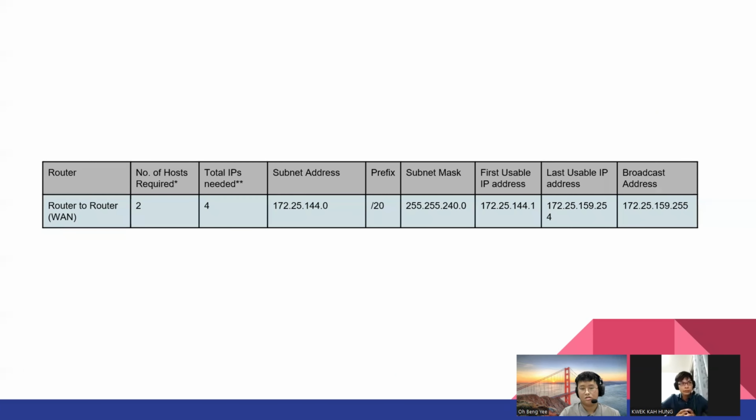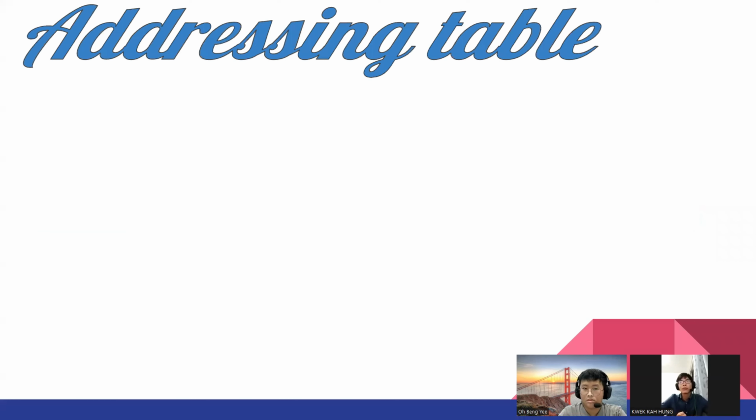Next slide. For the router to router, it is also the same. The number of hosts required consists of 2 routers, and the total IP needed is 4, which consists of 1 subnet address and 1 broadcast address. And that's all from my side.